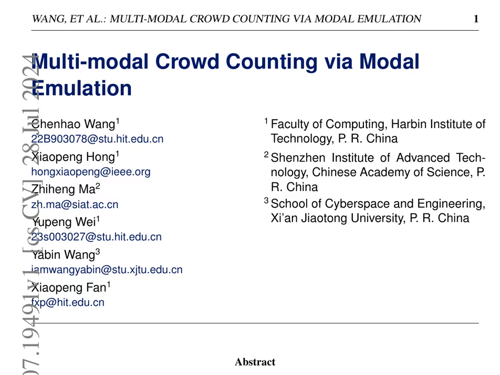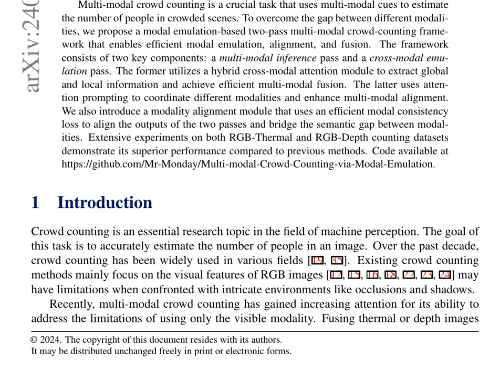The multimodal inference pass utilizes a hybrid cross-modal attention module to extract both global and local information from input images, facilitating efficient fusion of multimodal data and enabling the model to learn from the strengths of each modality. In contrast, the cross-modal emulation pass employs attention prompting to coordinate different modalities and enhance their alignment. This process ensures that the model can effectively leverage the complementary information provided by each modality.